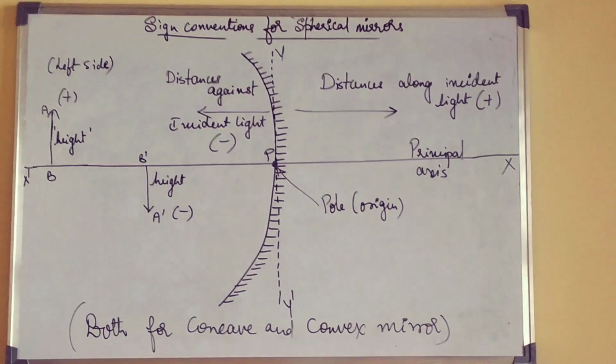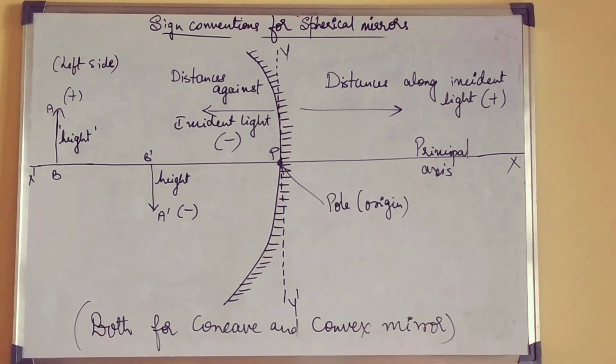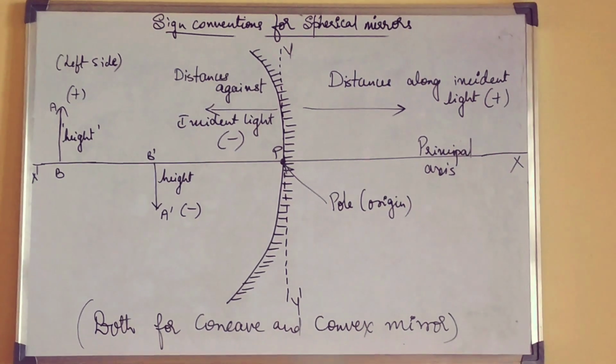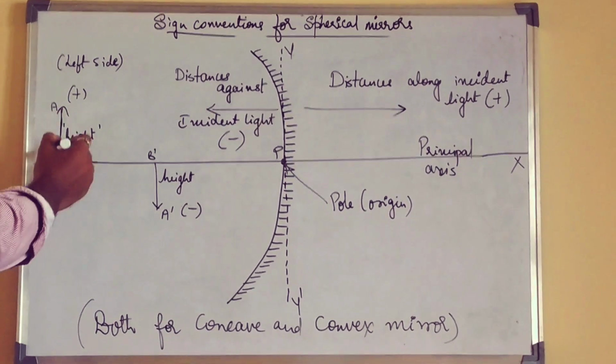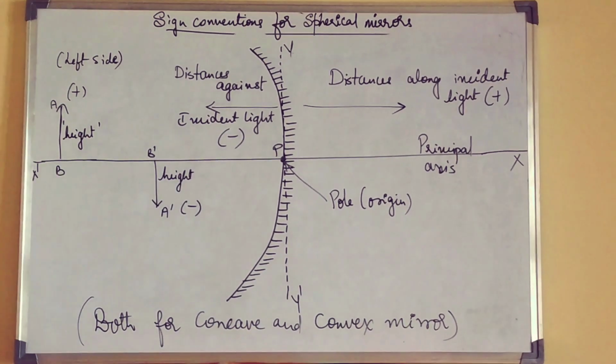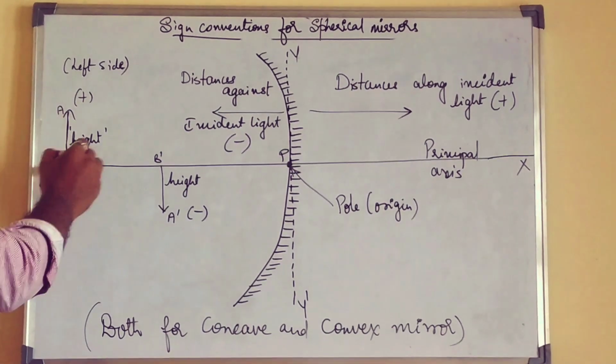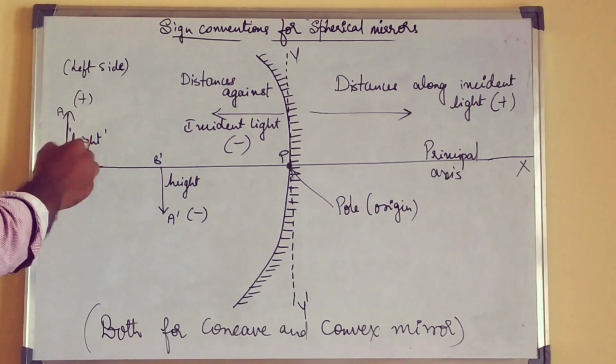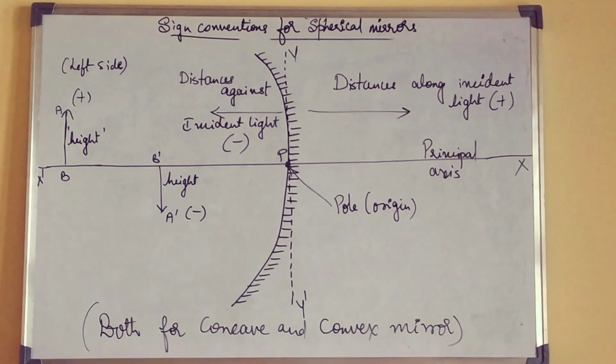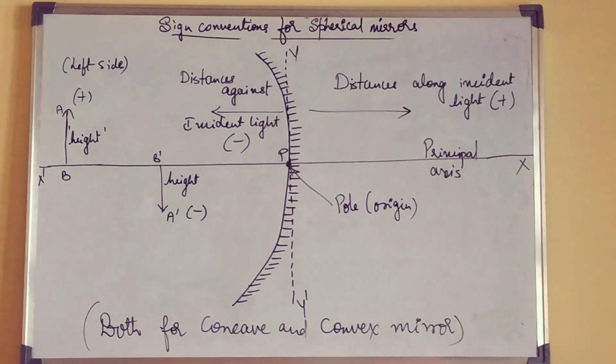Next, the object is taken on the left side of the mirror. You can see here, this is the object. AB is the object. It is always taken on the left side of the mirror. That is the second rule or second convention.